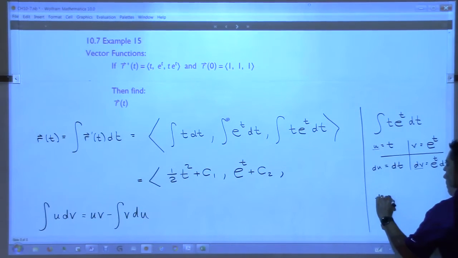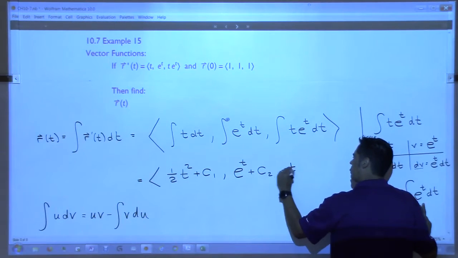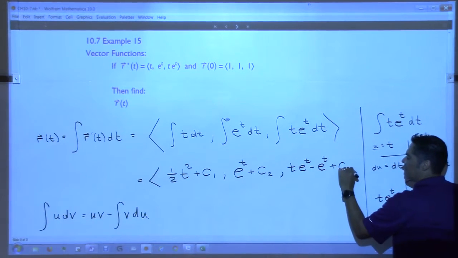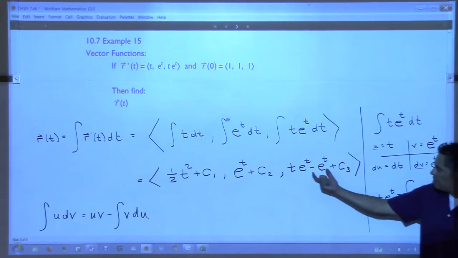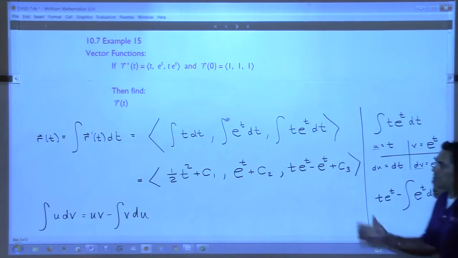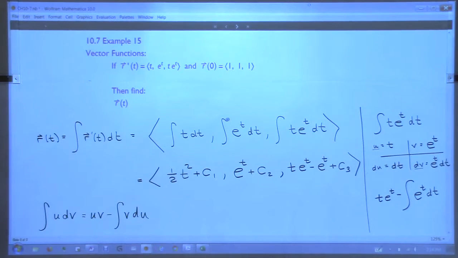t e to the t, minus the integral, and then voodoo, v du, is this part, which is e to the t dt. Fortunately for us, this is something we can integrate. So we have this minus e to the t, t e to the t minus e to the t, and then plus a third constant of integration. Yes, I realize you could factor an e to the t out there, but let's just leave it. So this is our original vector function r of t within a constant, kind of, right? It's not a single constant, though.